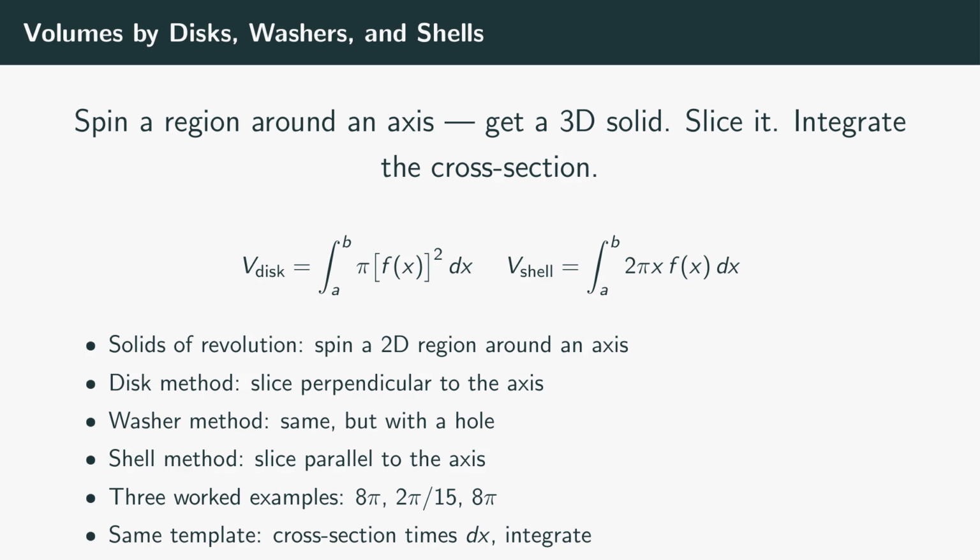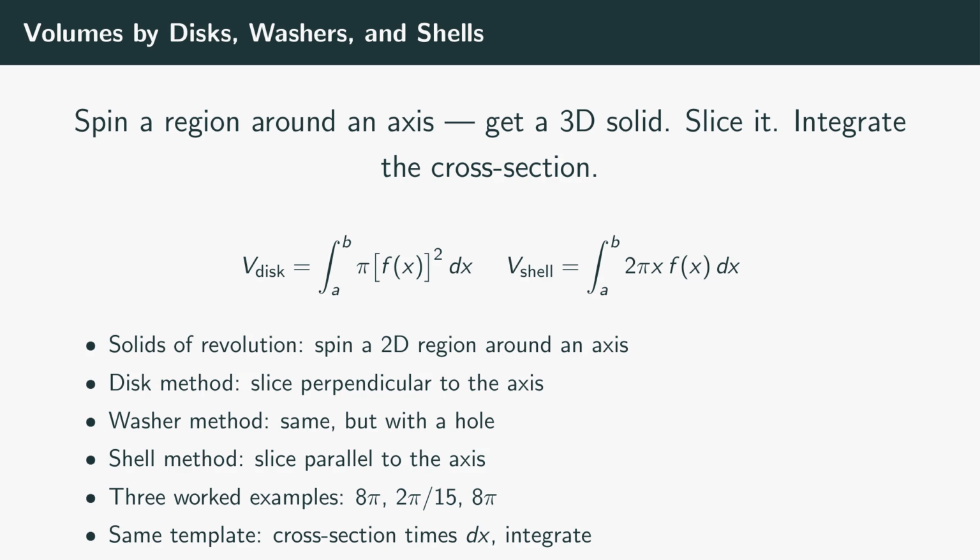The disk method: slice perpendicular to the axis, each slice is a circular disk, volume is pi r squared times thickness. Integrate. The washer method: same, but the region had a hole, so each slice is a washer, an annulus. The shell method: slice parallel to the axis instead, each slice is a thin cylindrical shell, volume is circumference times height times thickness. Three methods, one structural idea.